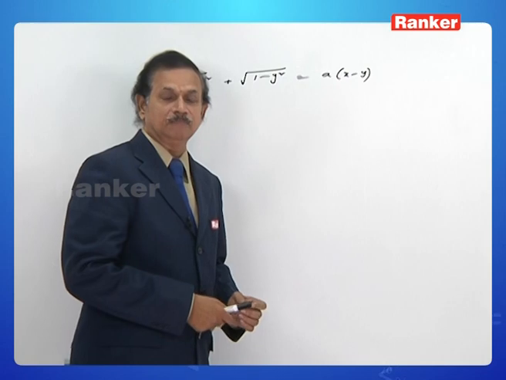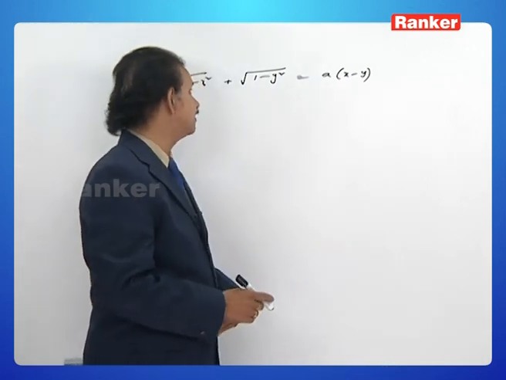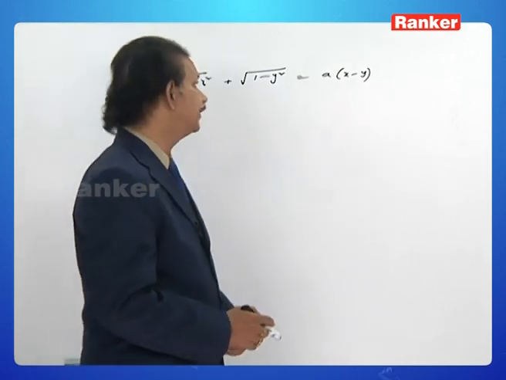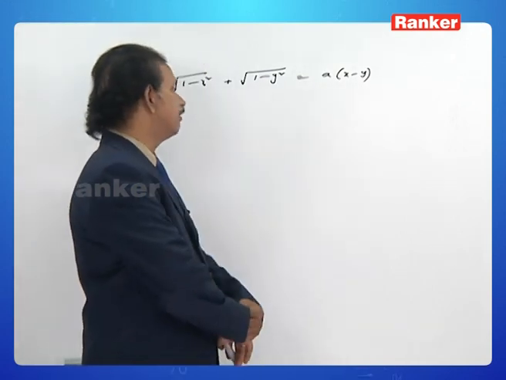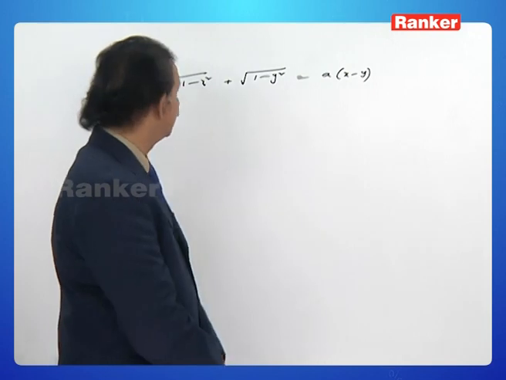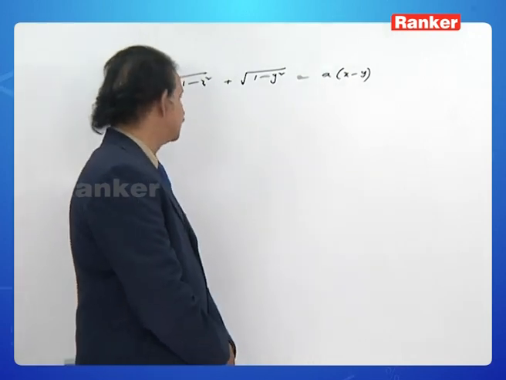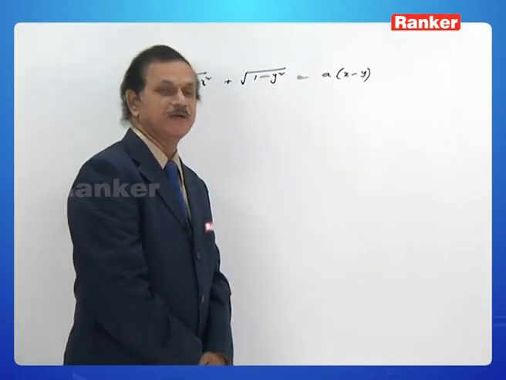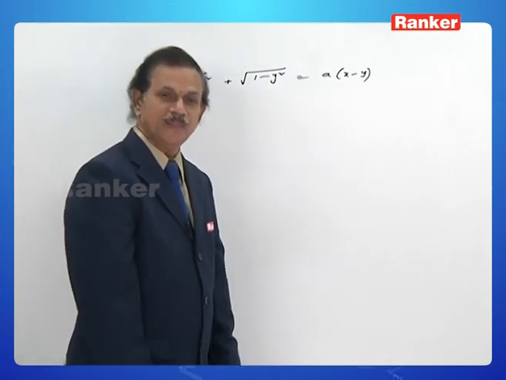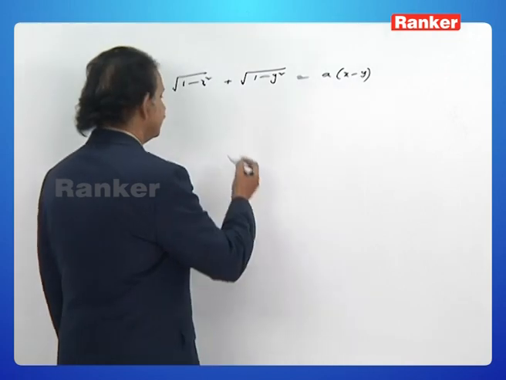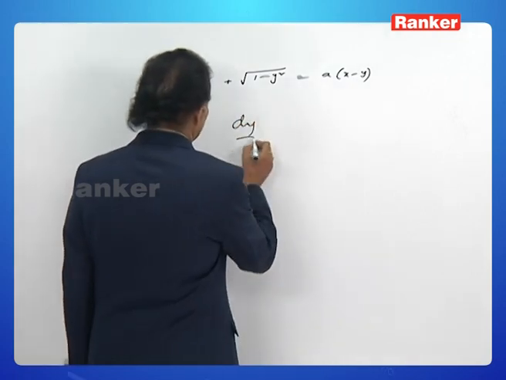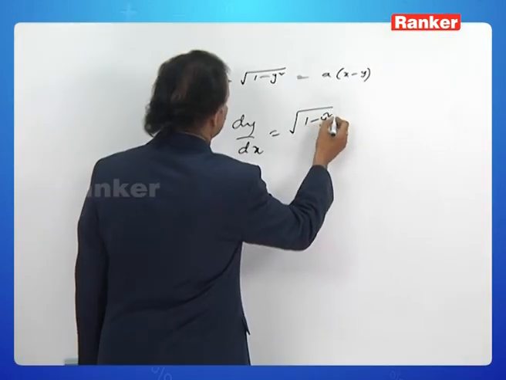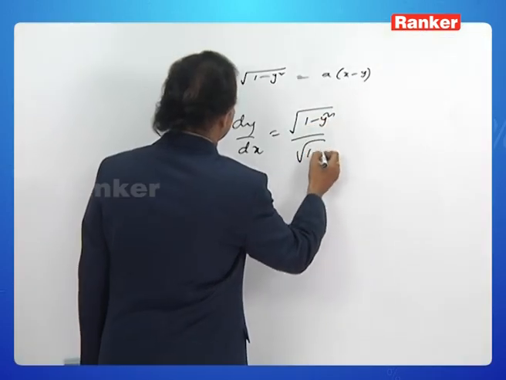Of course, by putting a beautiful substitution like x is equal to sine alpha and y is equal to sine beta, then it is root of 1 minus sine square alpha plus root of 1 minus sine square beta is equal to a into sine alpha minus sine beta. Then dy by dx is therefore equal to, it is a famous problem, root of 1 minus y square by root of 1 minus x square.